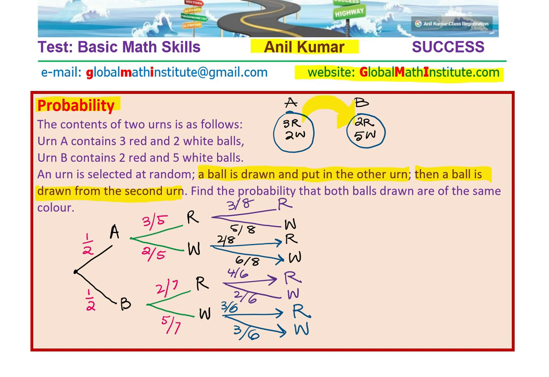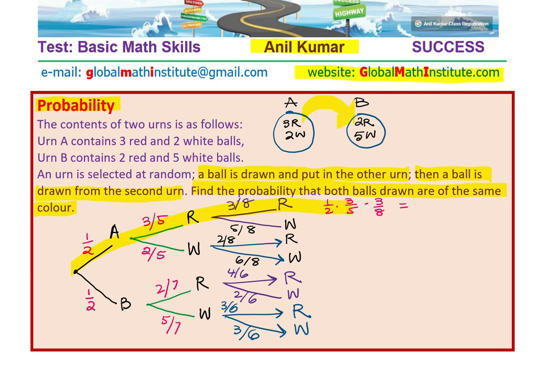You see that? Now the question is, find the probability that both balls drawn are of the same color. So means red first and then also red, right? So we are following this path, that means one of them. Is that clear to you? So if I follow this path, then the probability is half times 3 by 5 times 3 by 8. Makes sense?